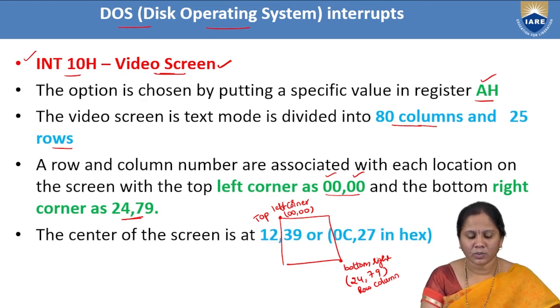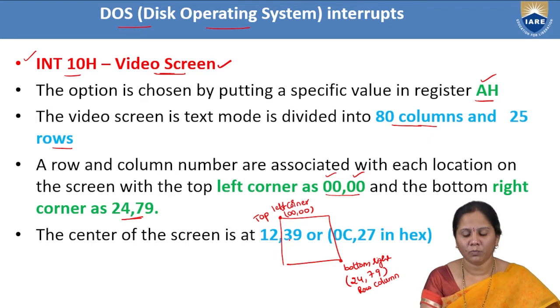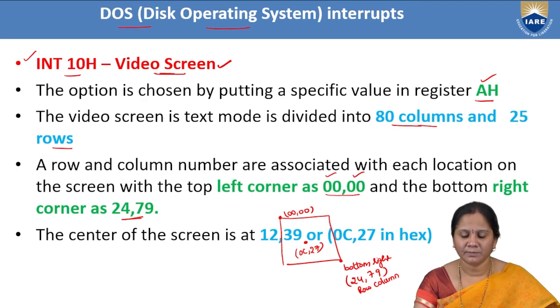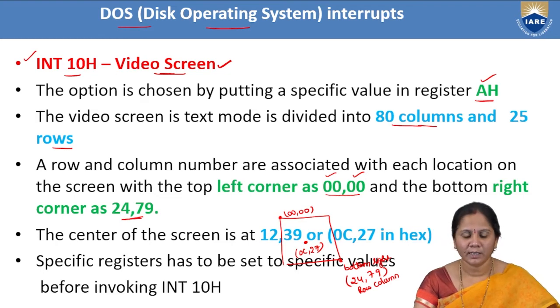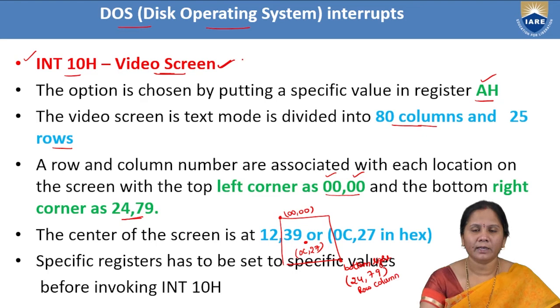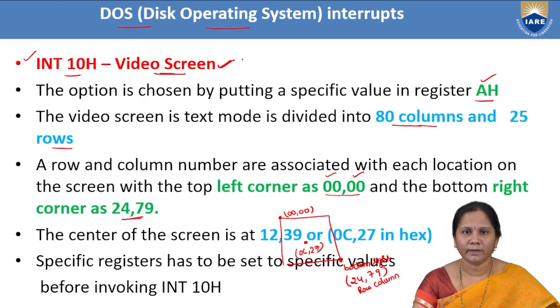Now, what will be the value of the center of the screen? If this is the screen we are considering, this is the center of the screen. The center of the screen value will be 0C27 in hexadecimal. These specific values have to be loaded into the proper registers. Then the INT 10H interrupt will be called.